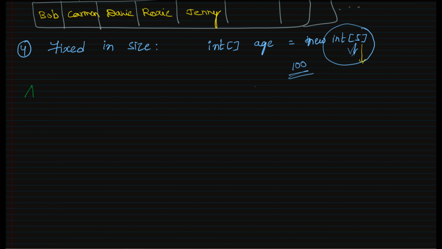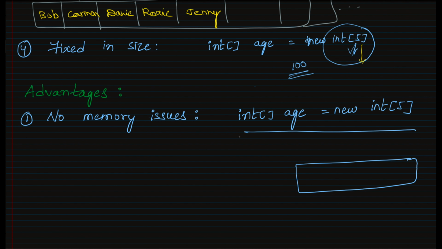Now let's talk about advantages. We already know that arrays are fixed in size. When we declare an array using int a is equal to new int 5, the JVM automatically allocates 5 contiguous memory locations: 0, 1, 2, 3, 4. So we won't be facing any issues like running out of memory errors in the future.